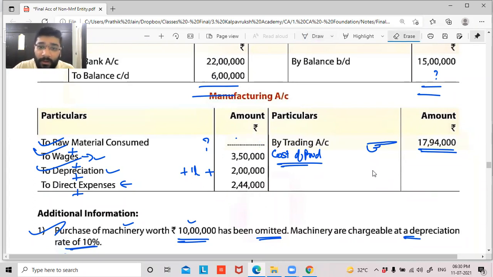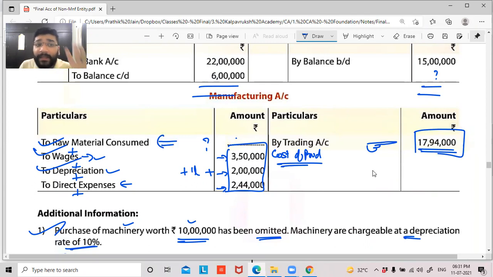Yes, sir. But do you agree with me? We have changed these three figures. Some we have added, some we have subtracted. We have done some changes in these three figures. When I do these changes in these three figures, don't you think that this also needs to undergo change? We have not done any changes in the raw material consumed part. Guys, we have not done a single change in the raw material consumed part.